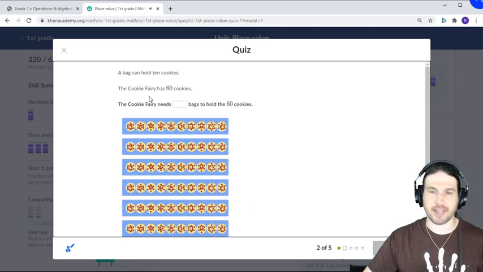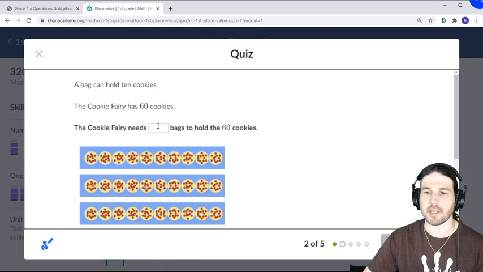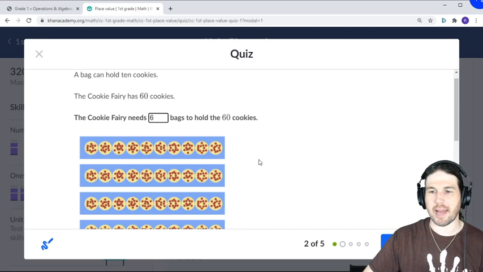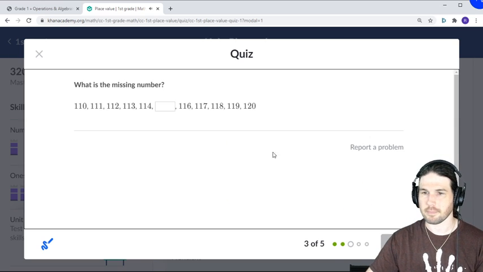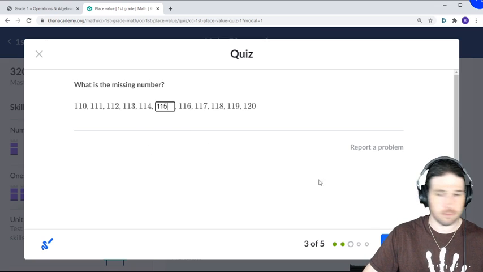The Cookie Fairy. A bag can hold 10 cookies. The Cookie Fairy has 60 cookies. That means six bags for 60 cookies. The missing number between 114 and 116 is 115.